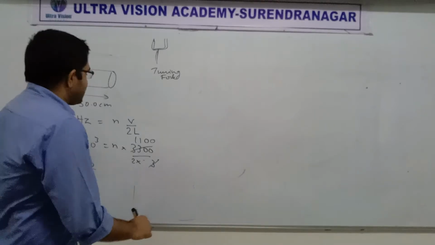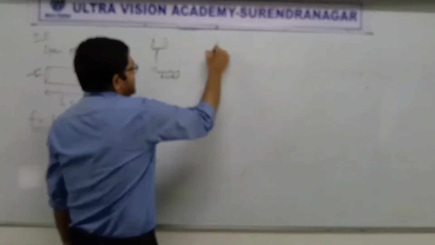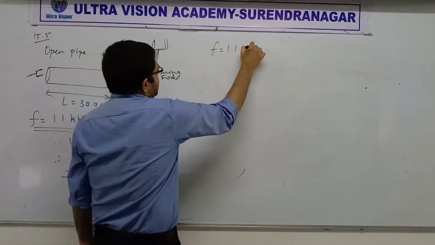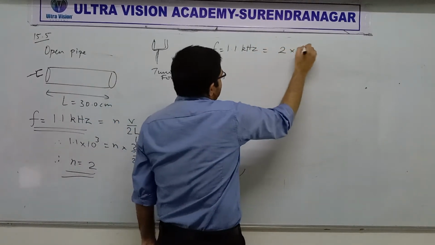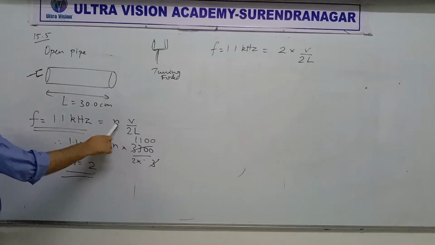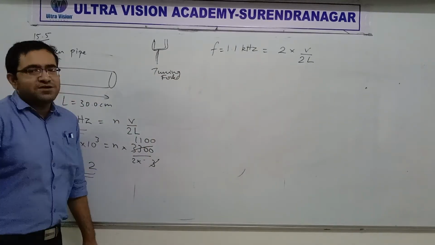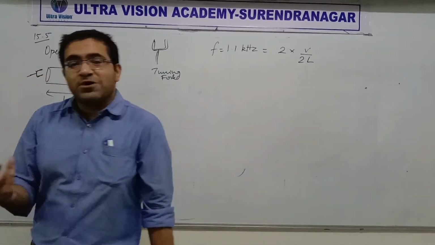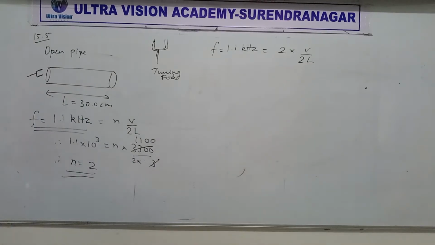So, n equal to 2 means this frequency, which is 1.1 kilohertz, is actually 2 times v by 2L, isn't it? It's 2 times v by 2L. Means which harmonic? Come on, everyone. Which harmonic?